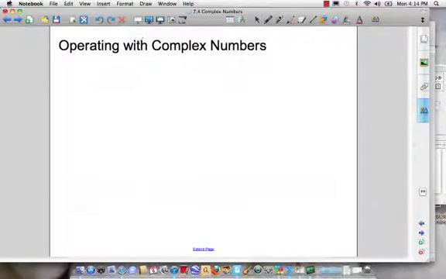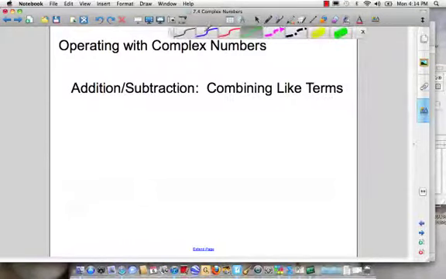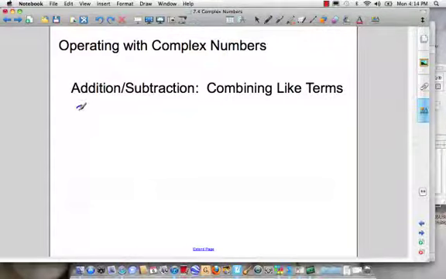Okay, the next big thing to learn is how you operate with complex numbers. So operating meaning addition, subtraction, multiplication, division. When you are adding or subtracting complex or imaginary numbers, just think about combining like terms. For example, if you had 3i plus 4i, well, if you had 3x plus 4x, it would be 7x. You do the same thing. 3i plus 4i is 7i.